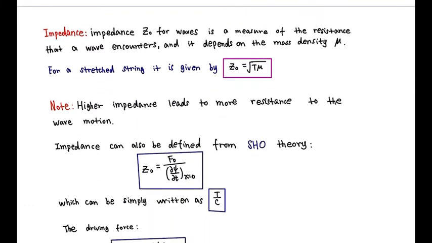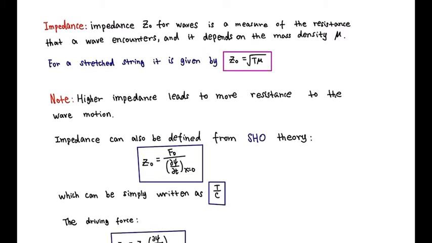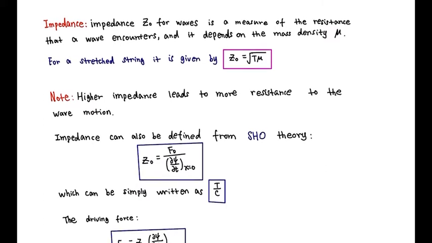Now moving on to the definition of impedance. Impedance, the unit for waves, is a measure of resistance that a wave encounters, and it depends on the mass density mu. For a stretched string, it is given by Z0 equals the square root of T times mu, where T is the tension and mu is the mass density. Note that higher impedance leads to more resistance to the wave motion.